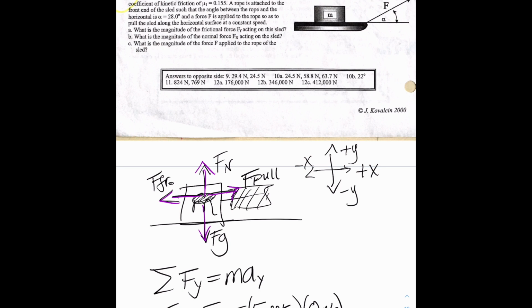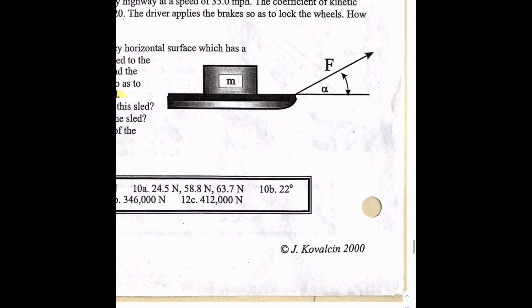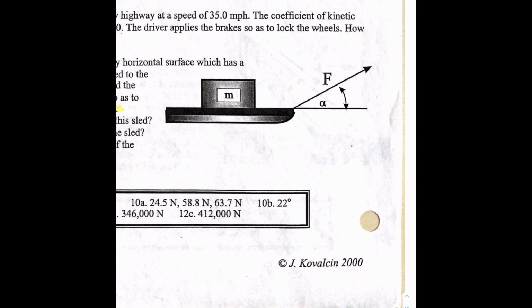They do tell us constant speed, right? We should be looking for that. That tells us equilibrium situation. What's tricky right off the get-go here is this force being on the front of the sled.